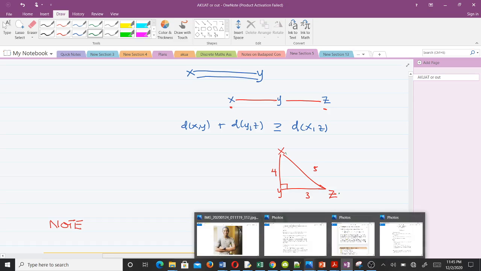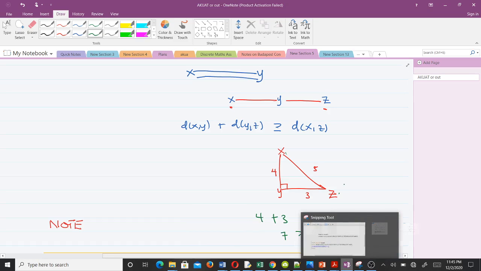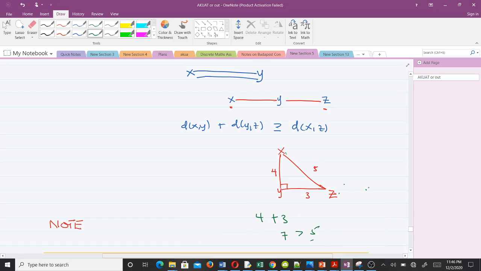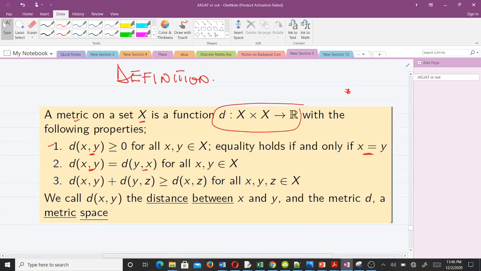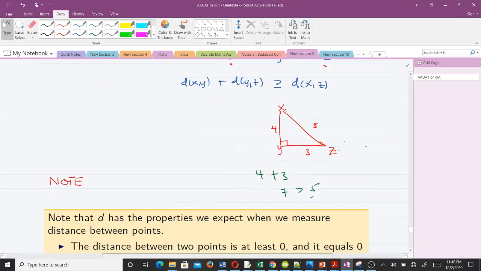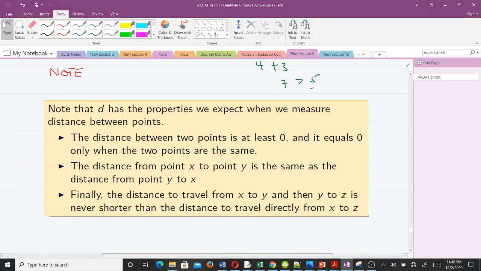Okay, so I've been able to show you two cases where we can have it being greater than or being equal. Okay, so that's the definition, and I think the 3 points have been explained very well for you to understand. Okay, so now let's go to some important points for you to note.